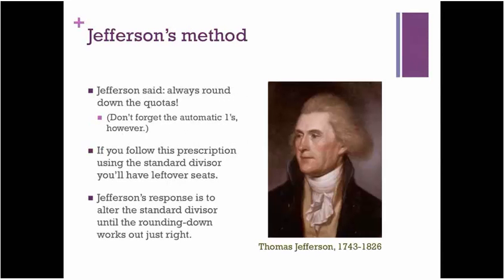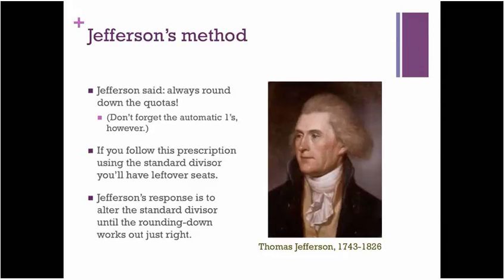First of all, Jefferson's method. Jefferson says always round down. Take your quotas and round them down. Now, of course, some states deserve an automatic one seat. If we would round down, they would get 0. So, of course, remember to give out those automatic ones. But for all the other states, do this rounding down procedure.